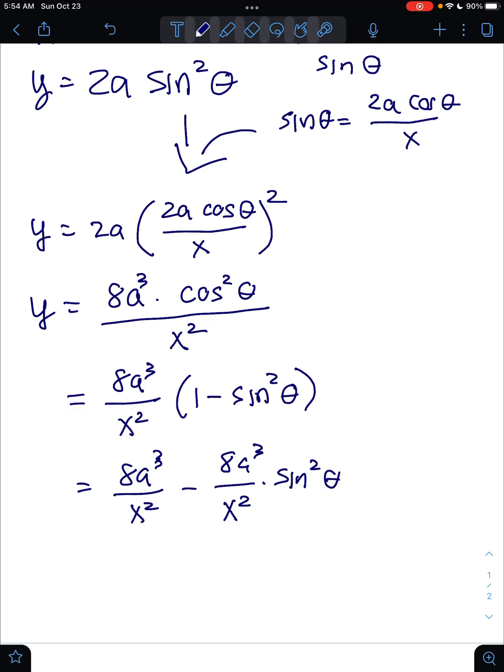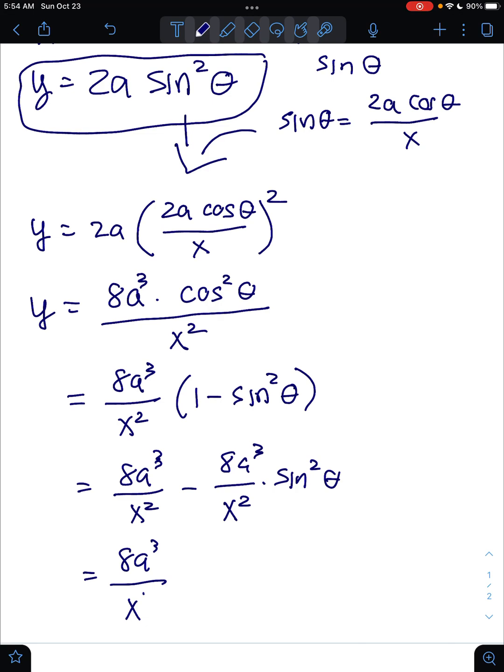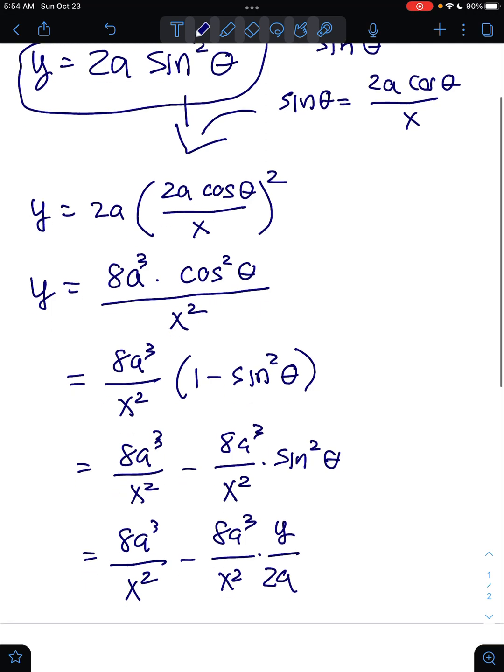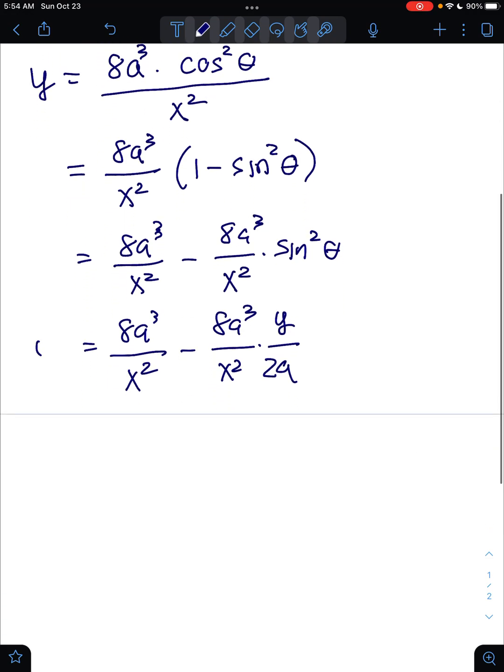But I already know what sine squared theta is. I could get an expression for that from up there. So I could rewrite this a little bit further. I could say that is 8a to the third over x squared minus 8a to the third over x squared times y over 2a. So that is my y.